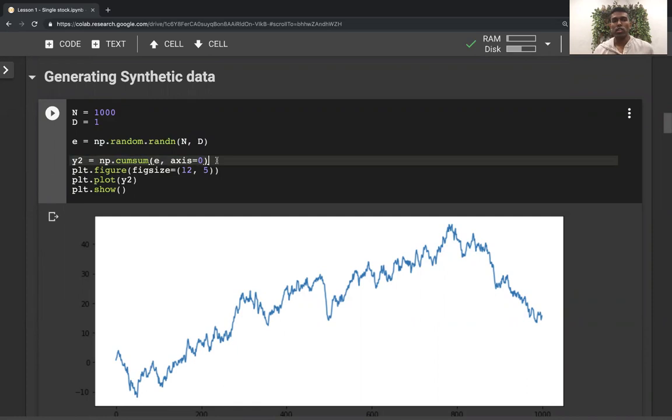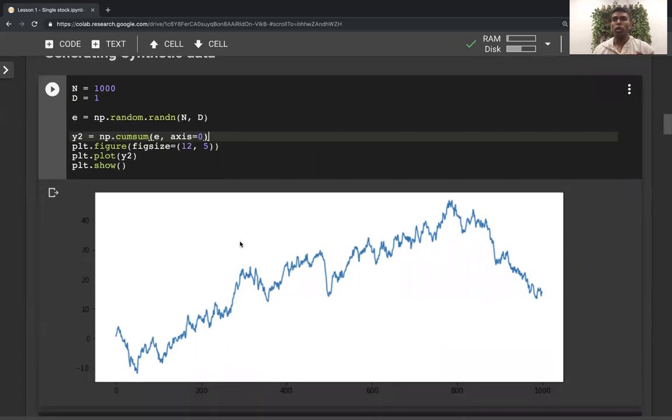Okay, so whenever you take the cumulative sum, what you're saying is y_t is equal to y_{t-1} plus error of t. Okay, so that's what's happening when you take the cumulative sum. And this is what it ends up looking like.